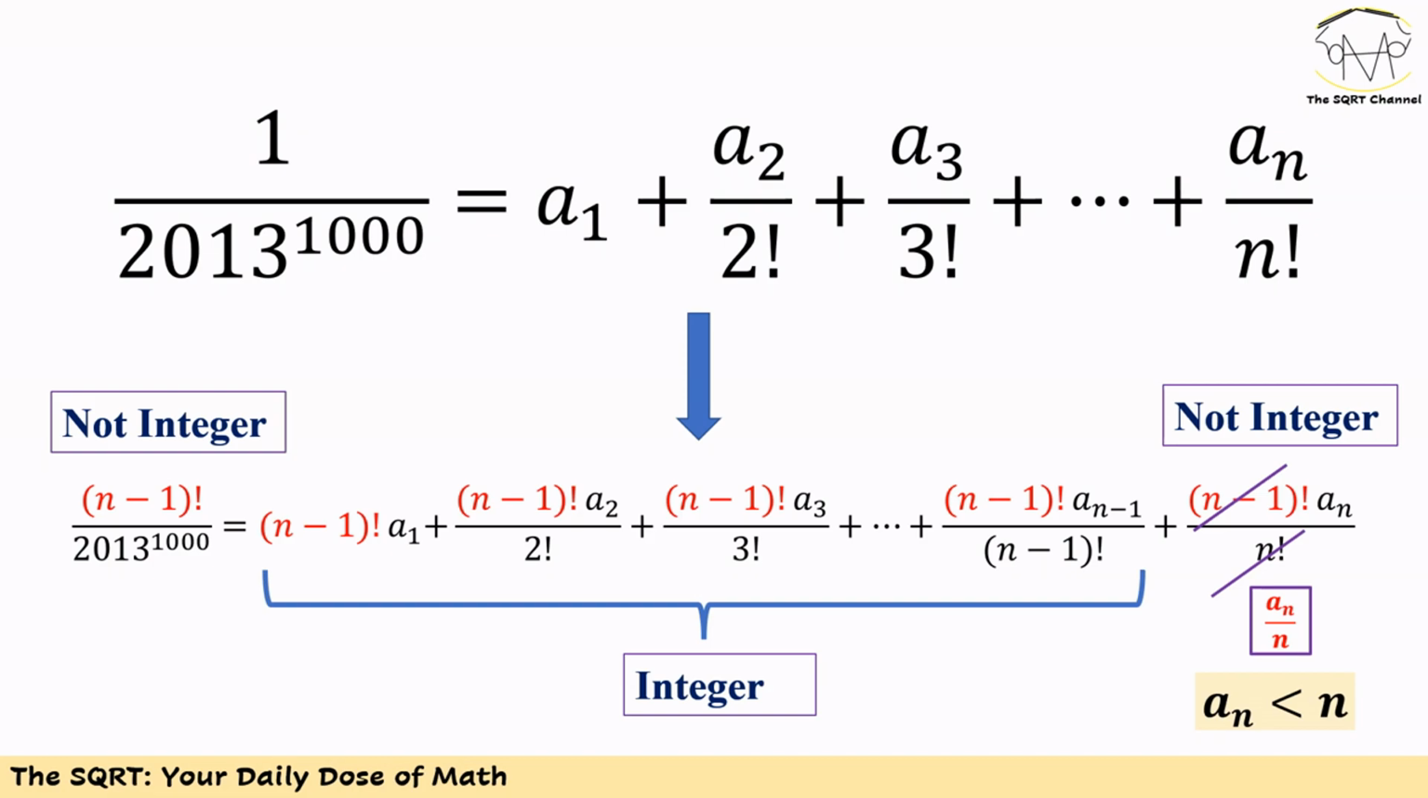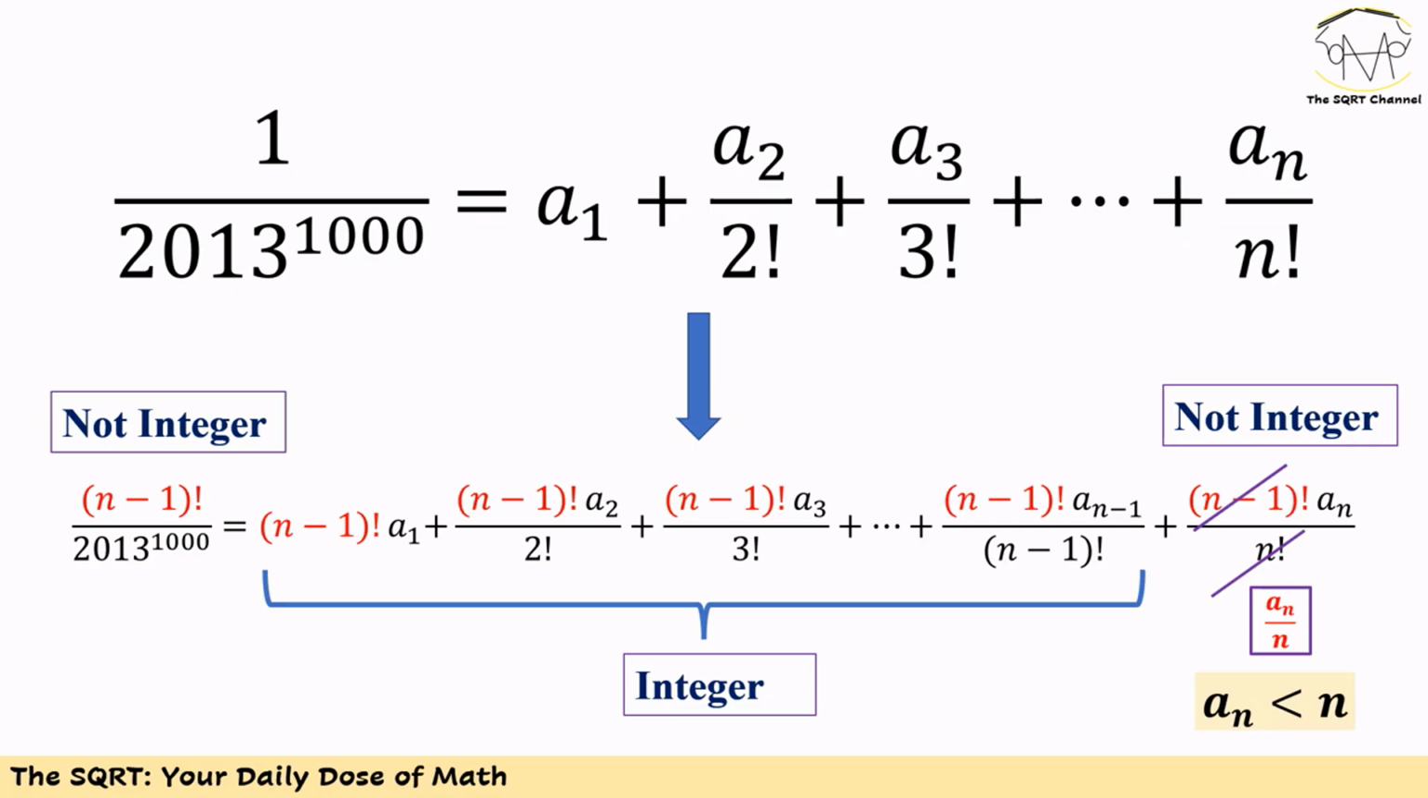Instead of multiplying both sides by n factorial, let's multiply both sides by n minus 1 factorial. If so, then we are going to have n minus 1 factorial over 2013 to the power of 1000 for the left hand side, and then n minus 1 factorial times a1 plus n minus 1 factorial times a2 over 2 factorial up to n minus 1 factorial times an over n factorial for the right hand side.